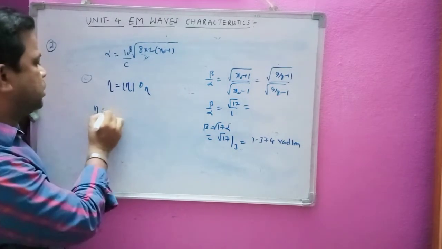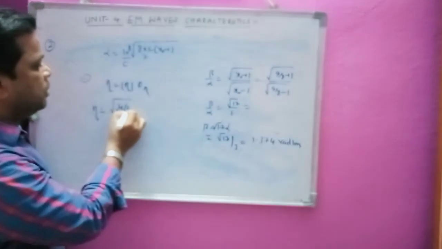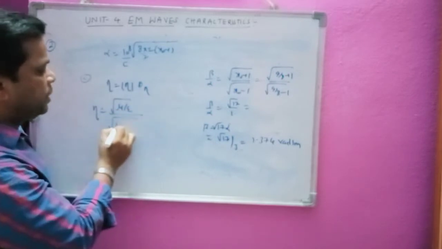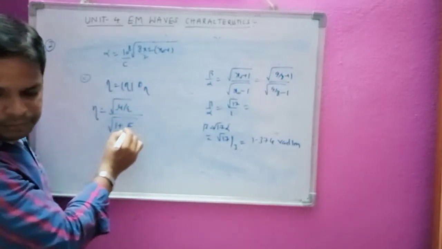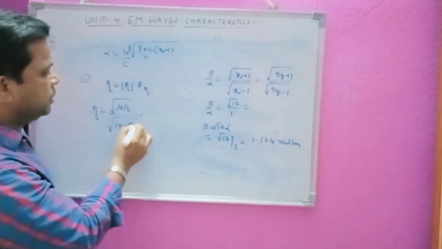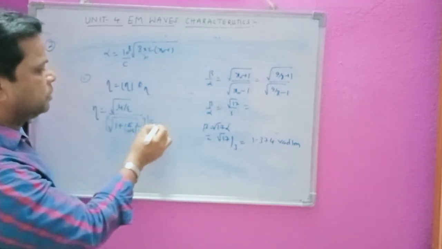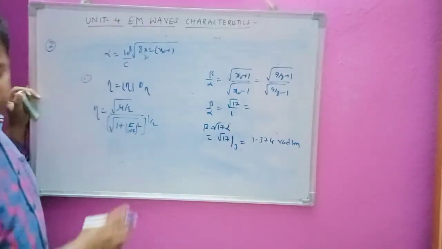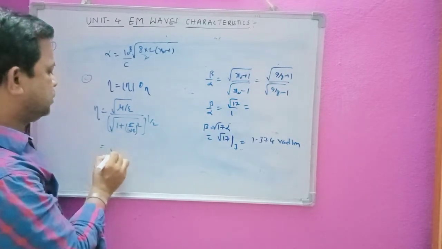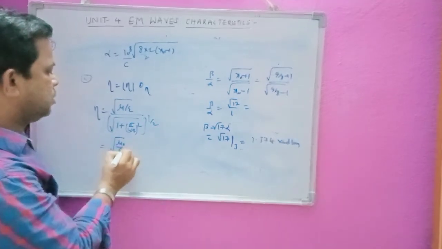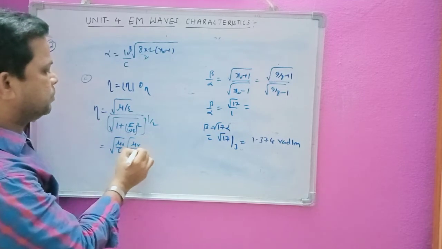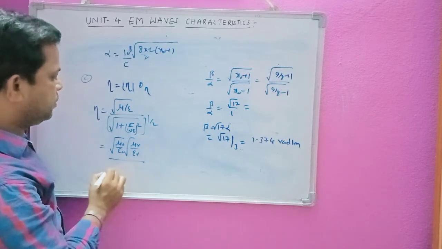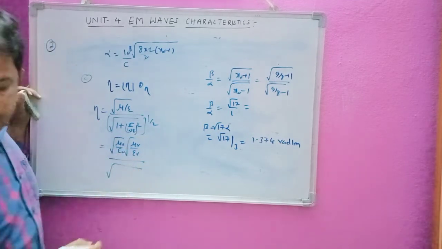Eta is equal to square root of mu by epsilon, that is, square root of 1 plus (sigma by omega epsilon) whole square, whole power 1 by 2. This is the value. Already we have got the value of this one, that is, I can write here as square root of mu naught by epsilon and square root of mu r by epsilon r, and this value turns out to be 1 plus sigma whole square.